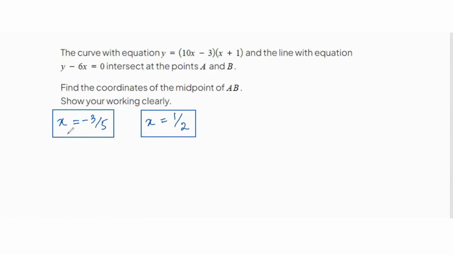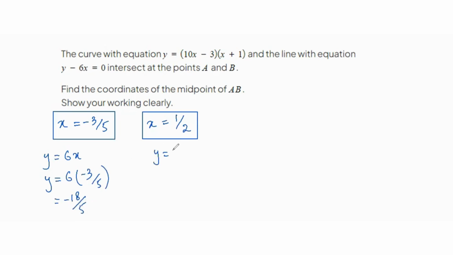So for your y coordinate, you're going to put x equals negative 3 over 5 in y equals 6x. So y is 6 times negative 3 over 5, which is negative 18 over 5. When you put x equals 1 over 2 in this equation, that's going to give us y equals 3. Which means A is negative 3 by 5 and negative 18 by 5. And B is 1 over 2 and 3.